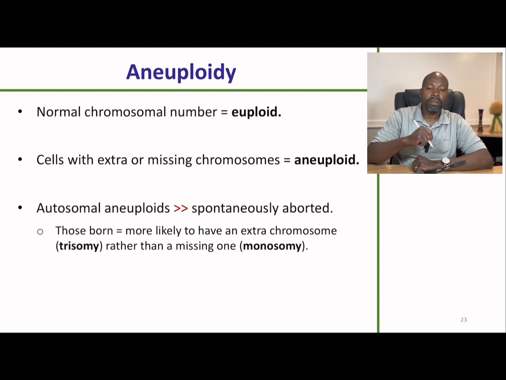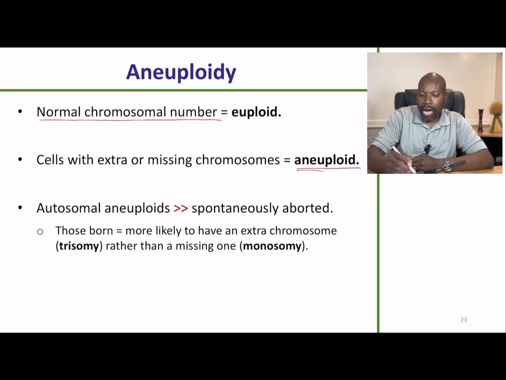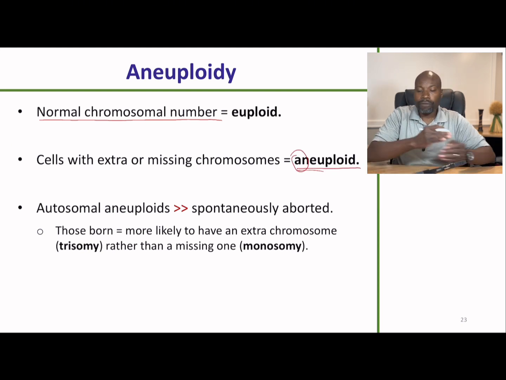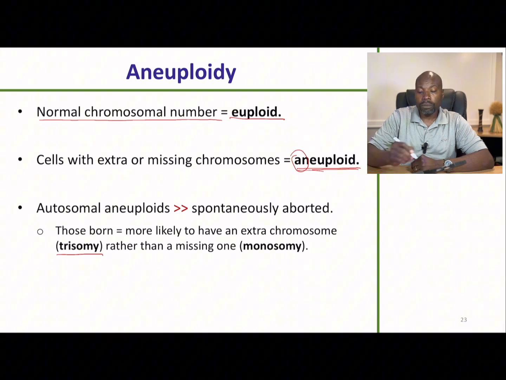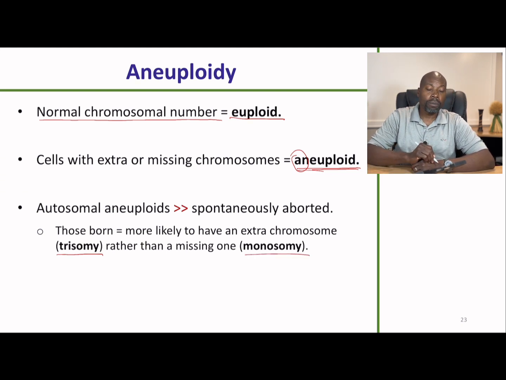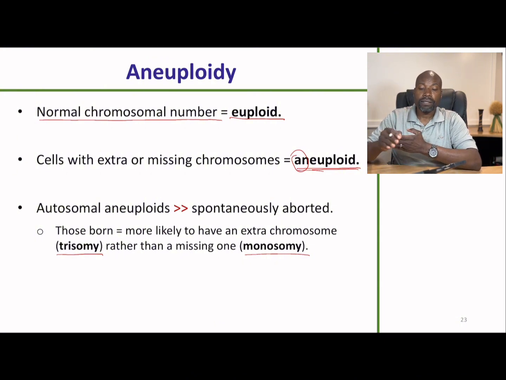Aneuploidy. An means without, right? Euploid is normal, but aneuploid is abnormal, an abnormal number of chromosomes. So here we are going to have situations of trisomy, an extra chromosome, and monosomy, a missing chromosome. And again, most of the time, aneuploidy is going to lead to spontaneous abortion.